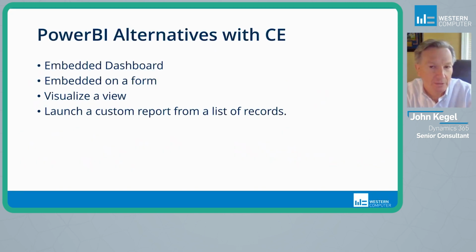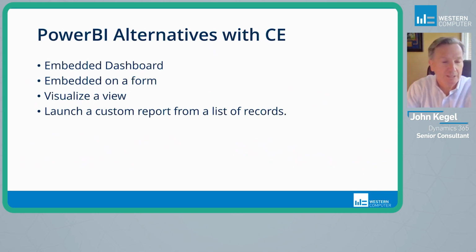Power BI alternatives in customer engagement applications could include the following. First of all, there's the embedded in a dashboard option. So we can take a report or a dashboard from Power BI and embed it as a customer engagement dashboard. Secondly, we could take that report or similar reports and embed that report on a particular form or record. For example, we may want to take an overview of an opportunity pipeline report, embed that onto a particular account form, and be able to see just the opportunities and the analysis related to that particular account.